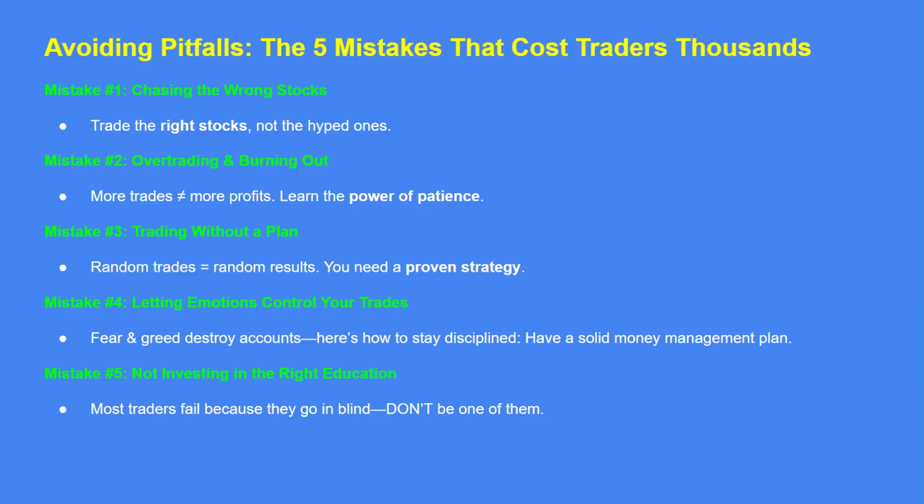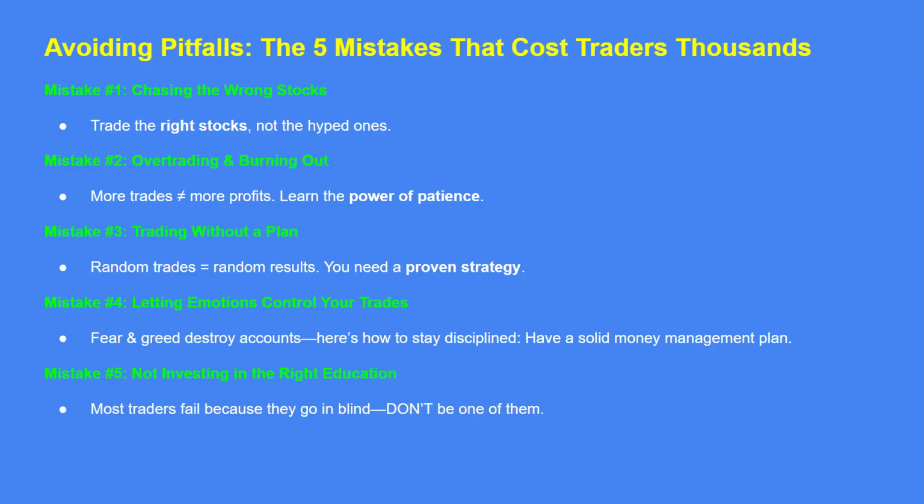Remember that, at some point in time, there are some hypes around cannabis stocks, around, let's say, nuclear stocks. All right. I tend to be a little bit more conservative because these are the types of stocks that are subject to big spikes or big drops. Mistake number 2, overtrading and burning out. More trades doesn't necessarily mean that you're going to make more profits. So learn the power of patience to wait for the right setup in the market.